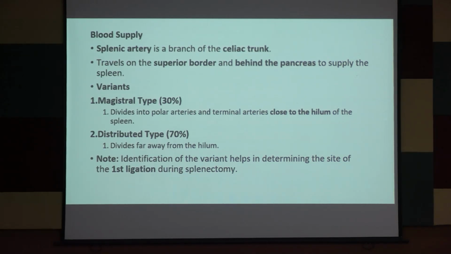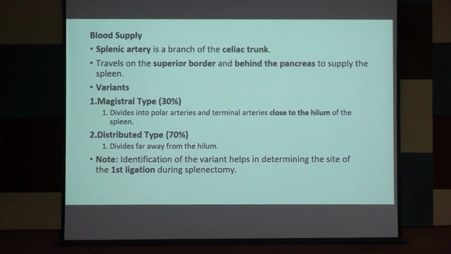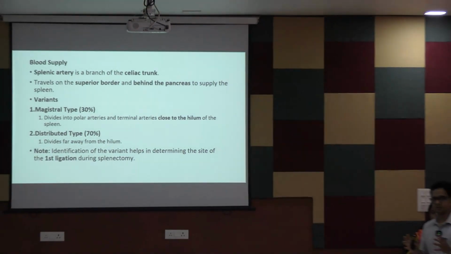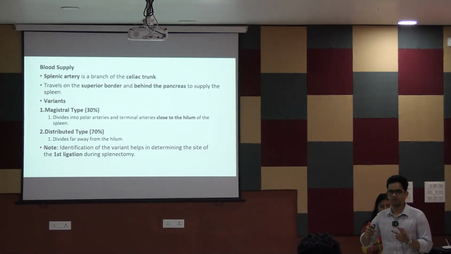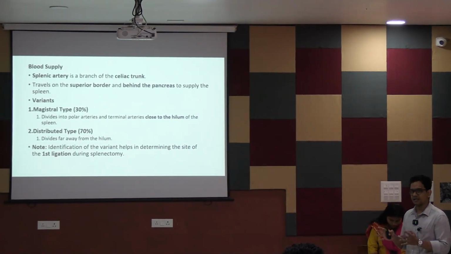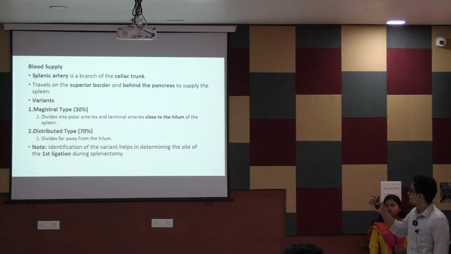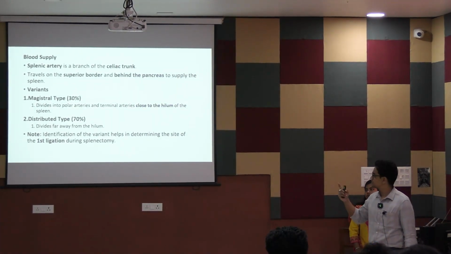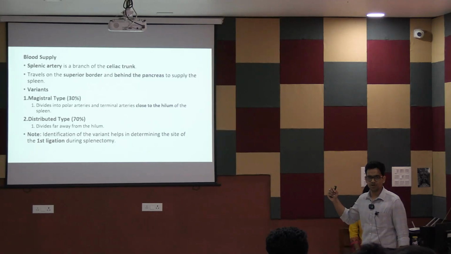Let's come to the blood supply. The splenic artery is a branch of the celiac trunk. It travels along the superior border and behind the pancreas to supply the spleen. Now the splenic artery has two types of distribution which is important in surgery. You've read the rest of the part in anatomy, I'm assuming, but this part is important in surgery. There are two distributions, that is, the magistral type and the distributed type.